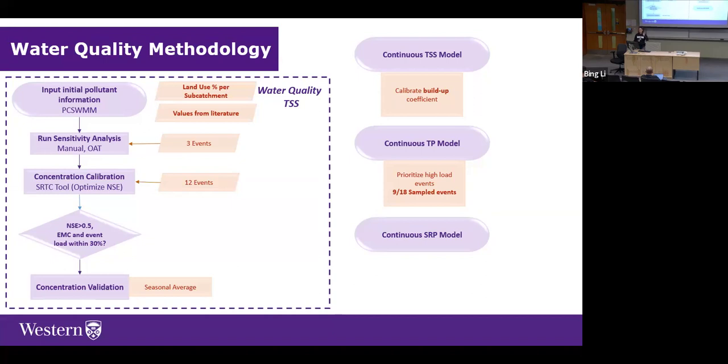Then I did the continuous model as well for TSS, and then I did a continuous total phosphorus model. Here I wrote that I prioritized high load events, because I found it pretty hard to model total phosphorus, and there are low load events and high load events. We wanted to capture the greater amount of phosphorus that was coming out of the subwatershed. And finally, I have to conduct the calibration and validation for the SRP model.